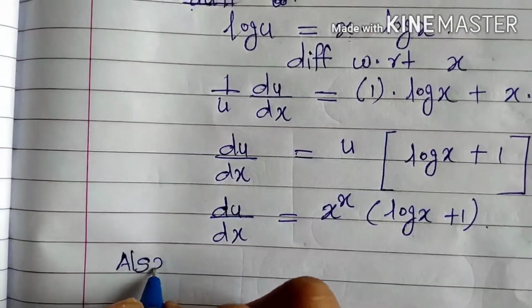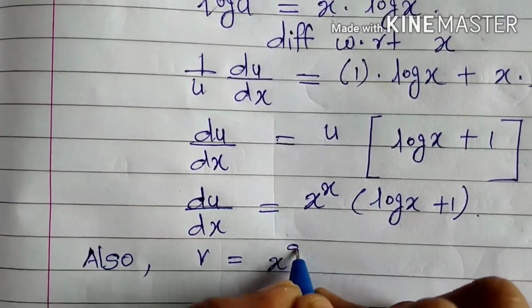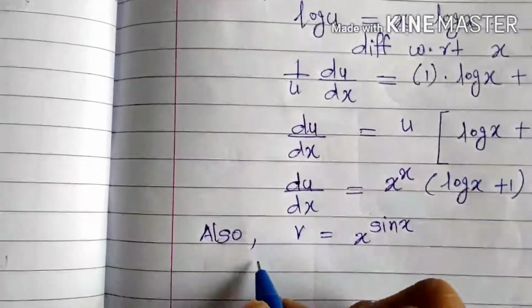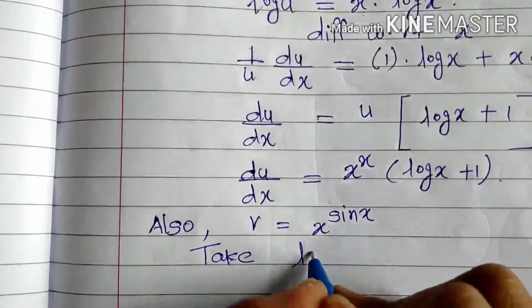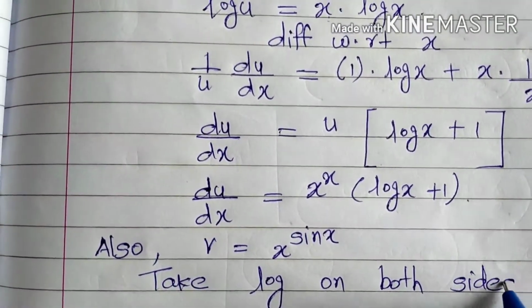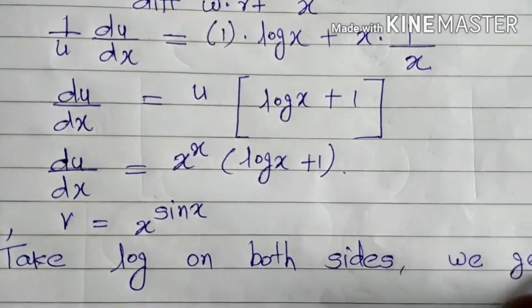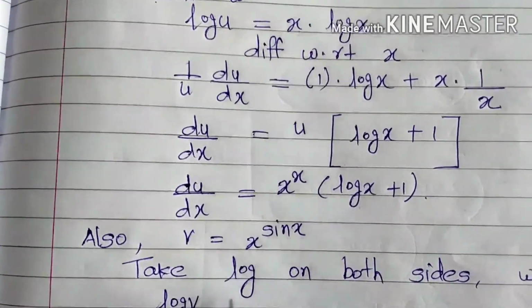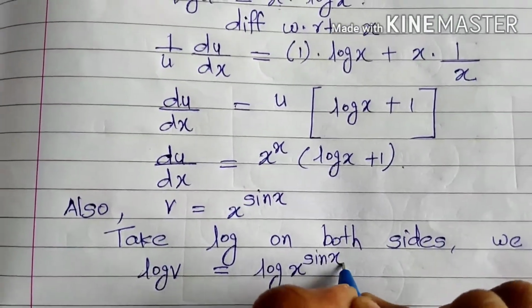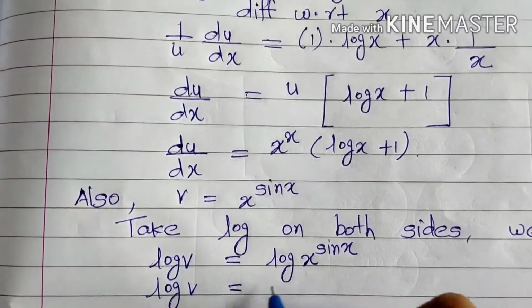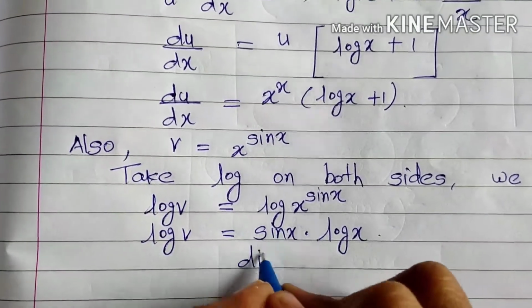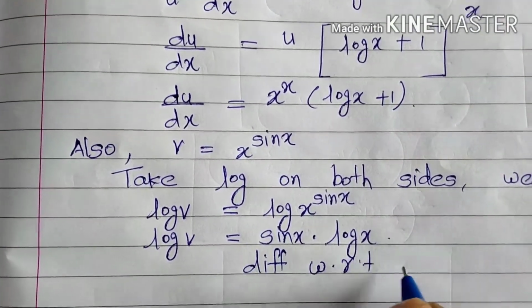Also, v is equal to x raised to sin x. Now take log on both sides. We get log v is equal to log x raised to sin x. Use the jumping law first. So sin x into log x. Now take differentiation. Differentiate with respect to x.